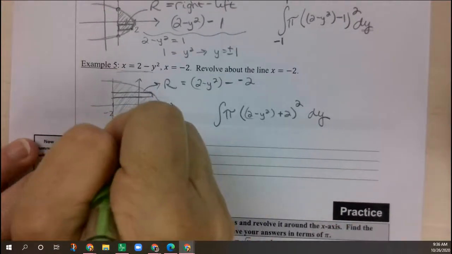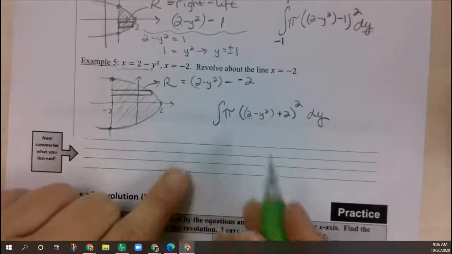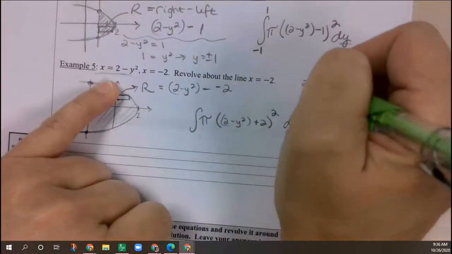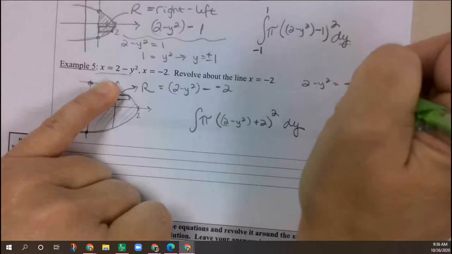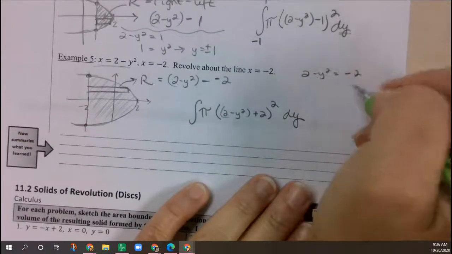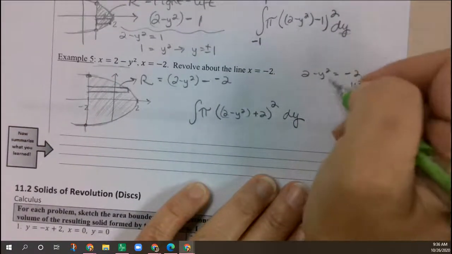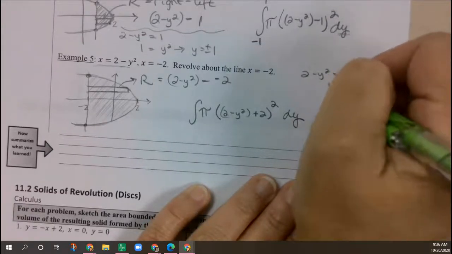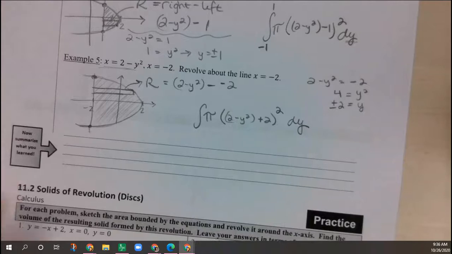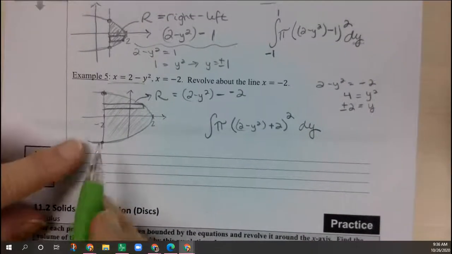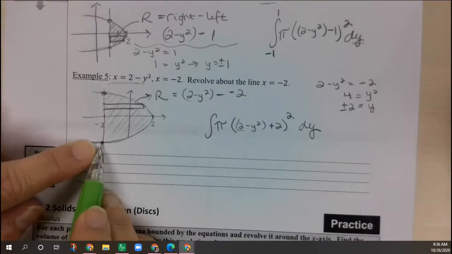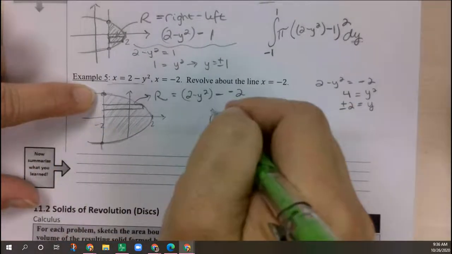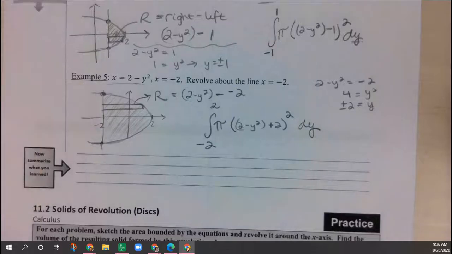And again, we need these intersection points, and I didn't really save myself room. I'll do that over here. 2 minus y squared equals -2. So if I add y squared over here and add 2 over there, we get 4. And so y is plus or minus 2. And so that means that our lowest value here, the y coordinate is -2. And up here, my y coordinate is +2.